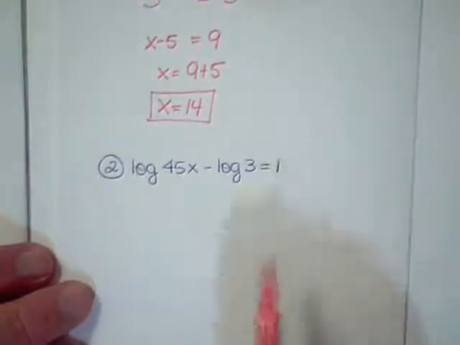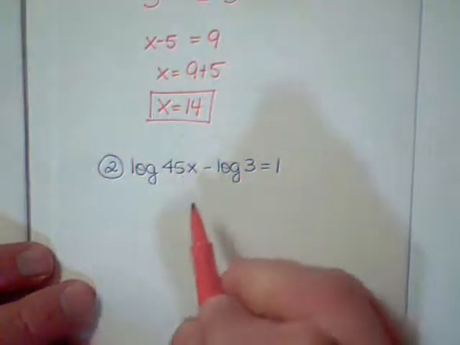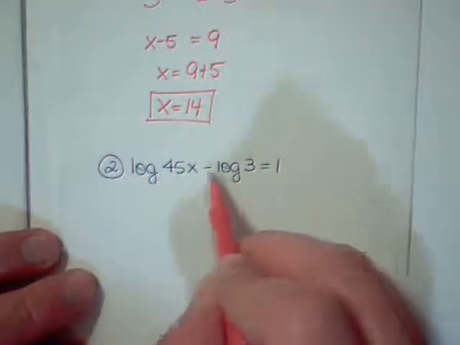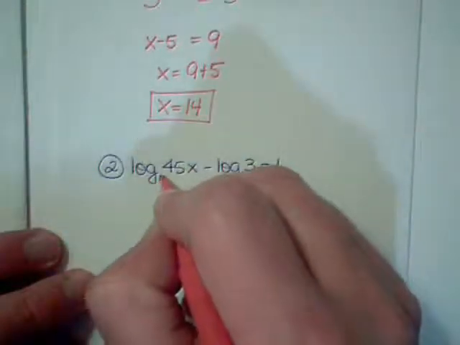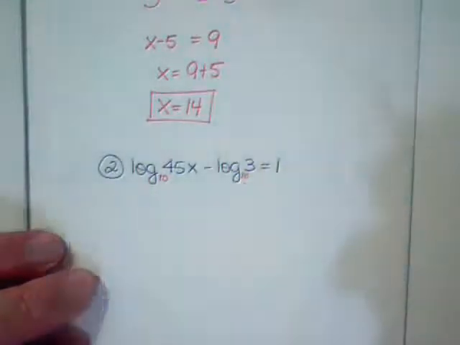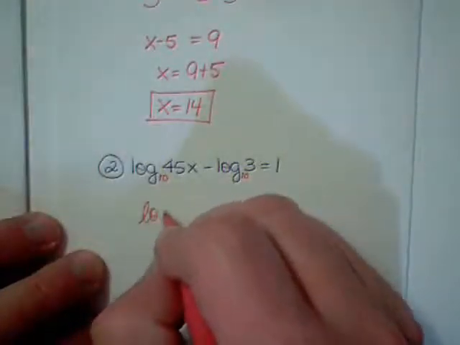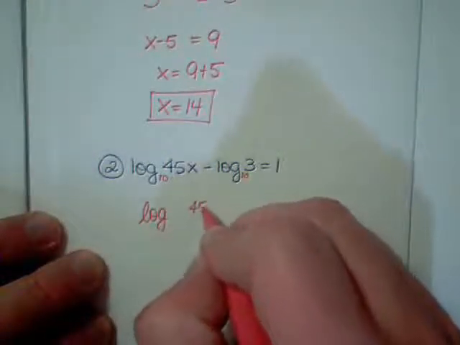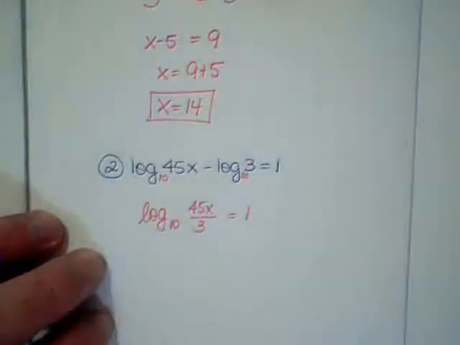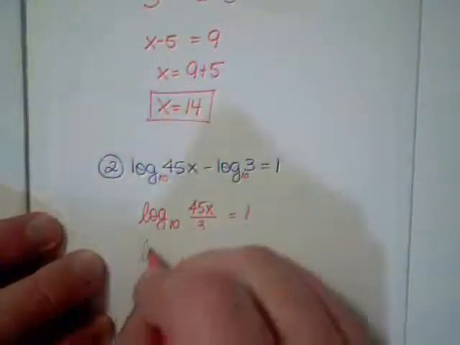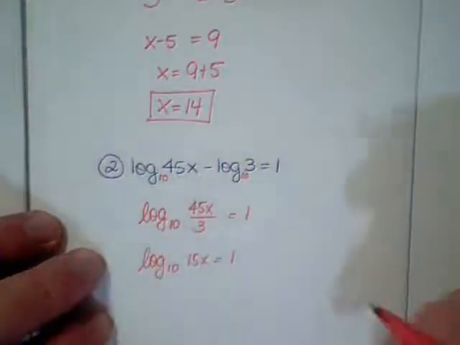Now let's look at example number 2, where you have 2 logs. What we're going to do, our first objective is to get just one log. And if you remember, we do have a property that says if you have the logs of the same base, which in this case here is the invisible 10 that we talked about before, since they have a base and there's a subtraction, you can rewrite this as log of 45x over 3 equals 1. And if you want to put a 10 there, that's fine. Alright? And that will be the same thing as log base 10 of 15x equals 1.